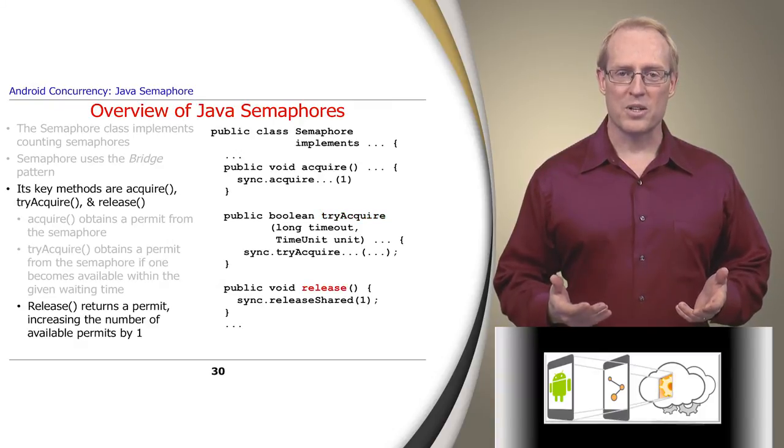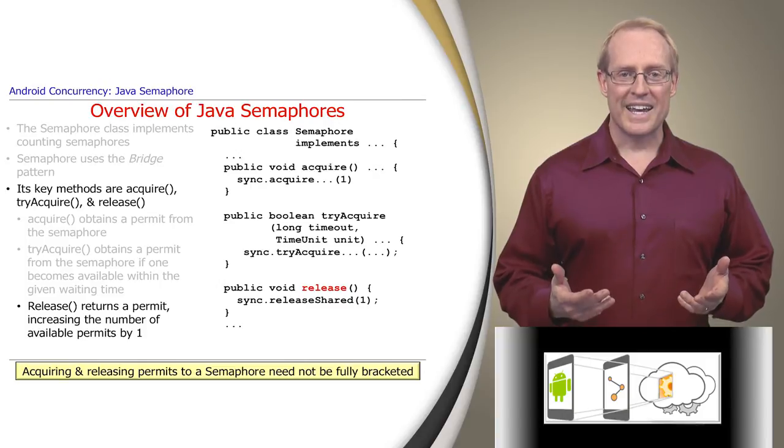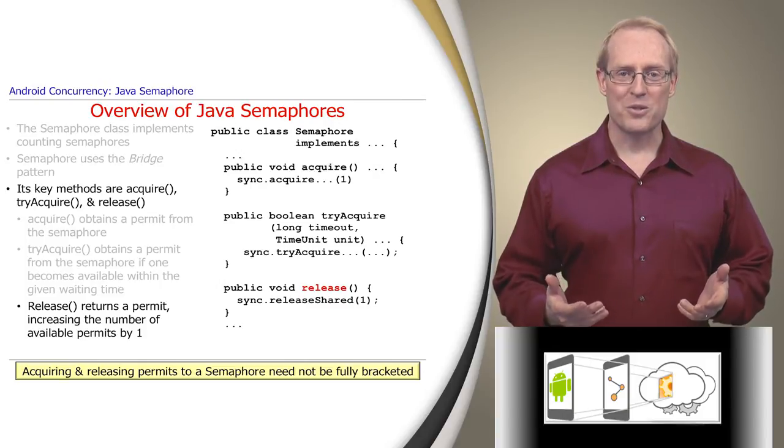Release returns a permit to the semaphore, increasing the number of available permits by one. If any threads are trying to acquire a permit, then one is selected and given the permit that was just released. Unlike reentrant locks and reentrant read-write locks, there's no requirement that semaphores must be fully bracketed. For example, a thread that releases a permit need not have acquired that permit in the first place.